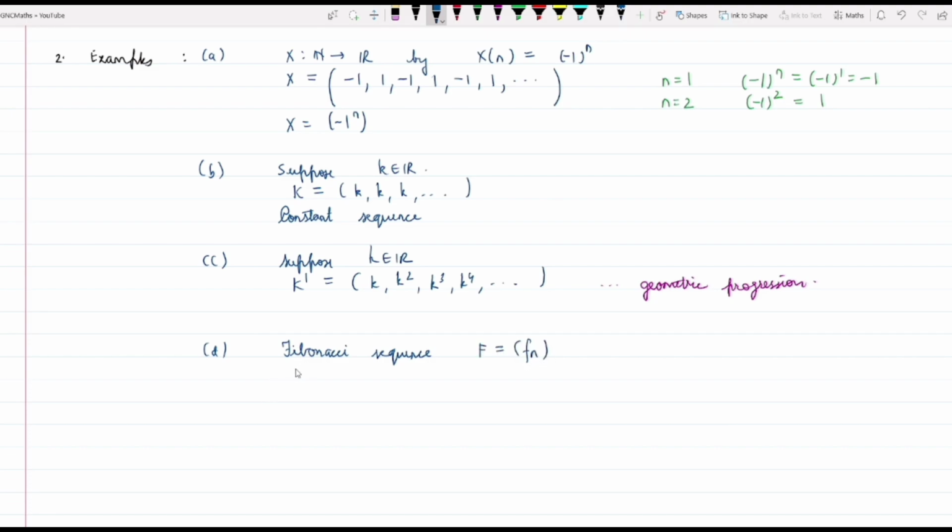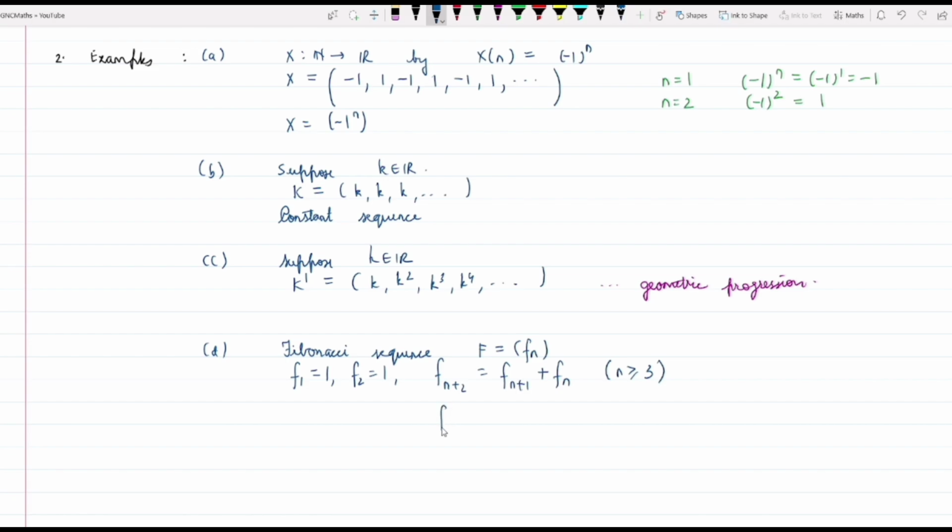Now as the initial terms, f1 we are going to take as 1, f2 we are going to take as 1, and the successive term henceforth, fn plus 2, we are going to take as the addition of the previous two terms. So we say that fn plus 2 is equal to fn plus 1 plus fn, and this is for n greater than or equal to 1.